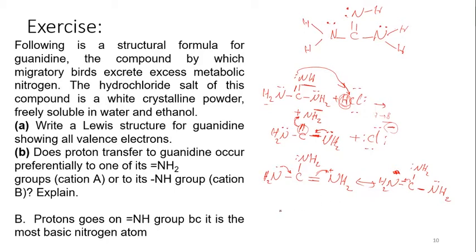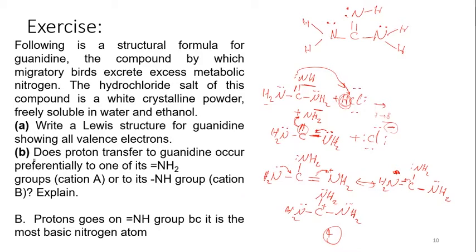My fourth resonating structure is where I will have my carbon with NH2, NH2, NH2, and in that case the 2 lone pairs, the non-bonding pairs, will just stand here, and I will have a positive charge on my carbon. So this is the fourth resonating structure. This means I have 4 resonating structures for guanidine reacting with hydrochloric acid.